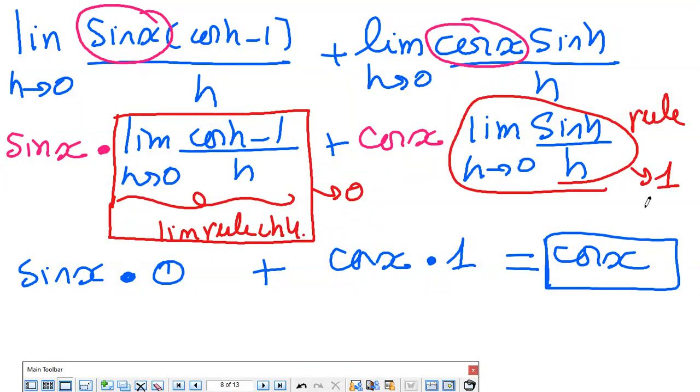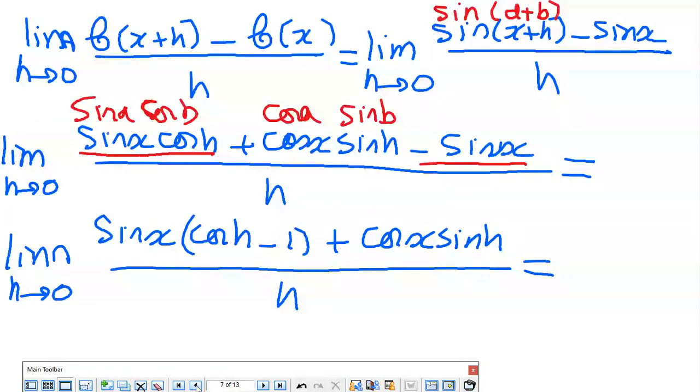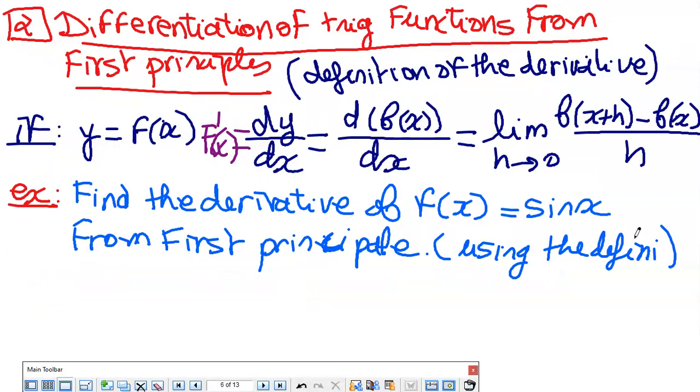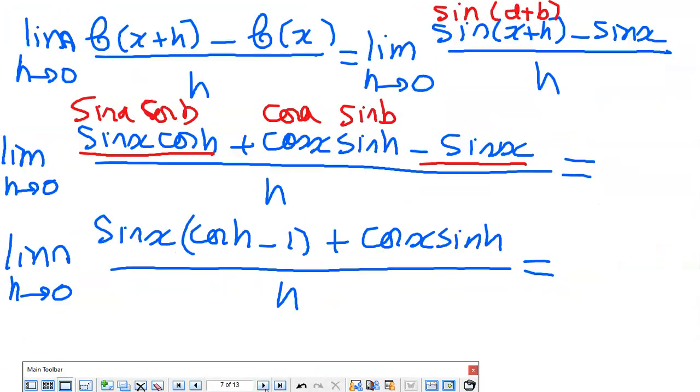Now, those rules are from chapter 4. We know that the limit of (cos h - 1)/h when h tends to 0, or (cos x - 1)/x when x tends to 0, is 0, and the limit of sin x over x is 1. This is a rule from chapter 4. So I will have sin x times 0, so the answer is 0, plus cos x times 1. So what is the answer? Cosine x. It means the derivative of sine x is cosine x.